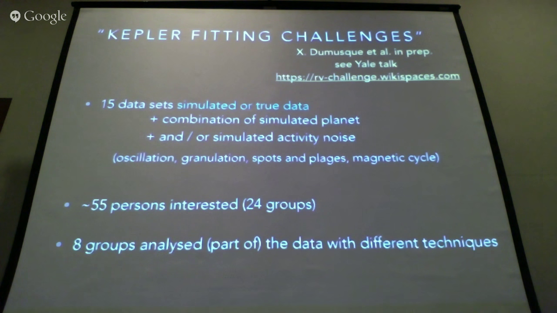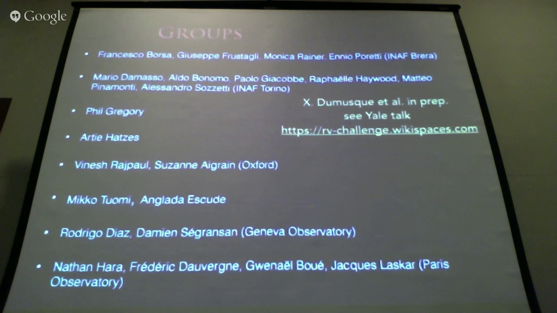And so there were a lot of people interested in participating in the process. Not all of them had time or wanted to analyze the data, or analyzed only part of the data, with the different techniques that I showed you before. So these are the different groups that analyzed the data: some people from INAF, people from IRAP, people from Oxford, people from UNSPD, people from Geneva Observatory, and people from Paris Observatory. Xavier is going to prepare an article on that. You can see the talk where it presented the results, and you can also go to the wiki space where I explain all the data and all the analysis.